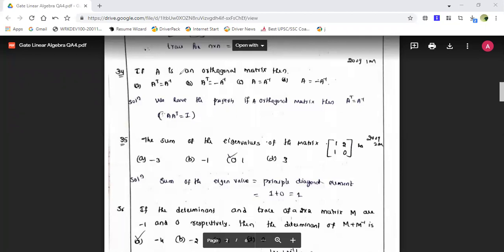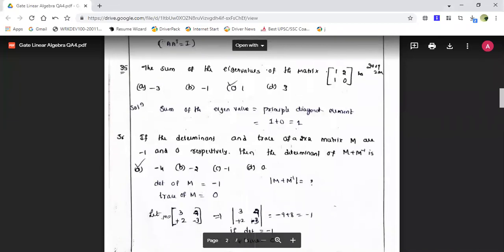Here, if capital A is an orthogonal matrix, then which of the following is true? The question has options A, B, C, and D. You know that if A is an orthogonal matrix, then A into A transpose is equal to I. This is a property. This implies that A transpose is A inverse. So which property holds true? That is option A. Option A is the correct answer. It's a direct question, by the property of orthogonal matrix.